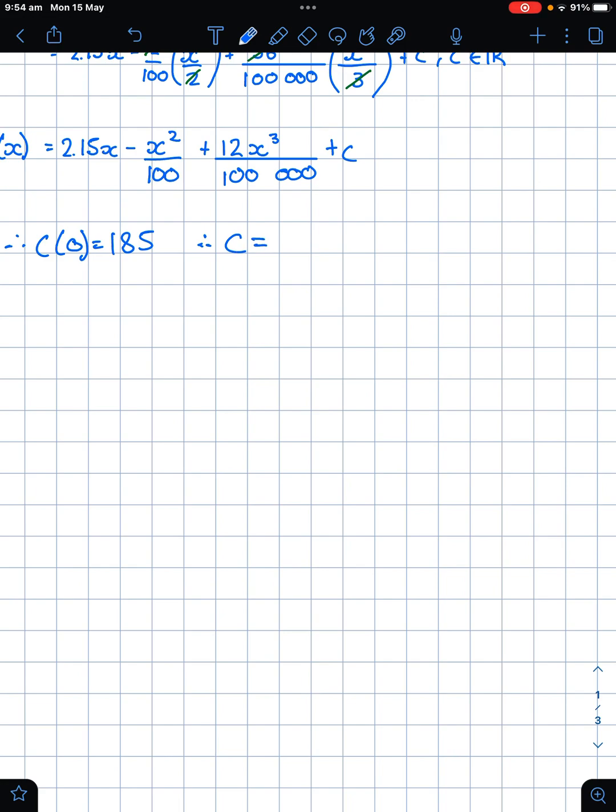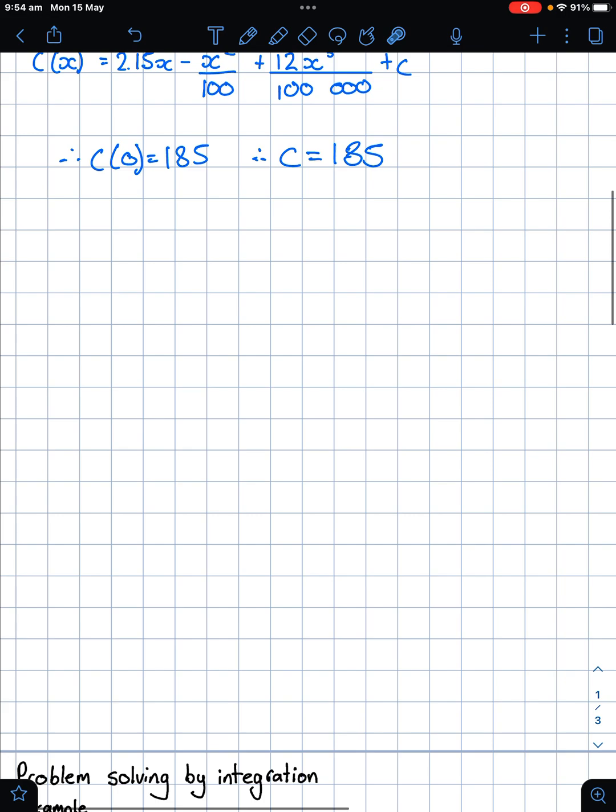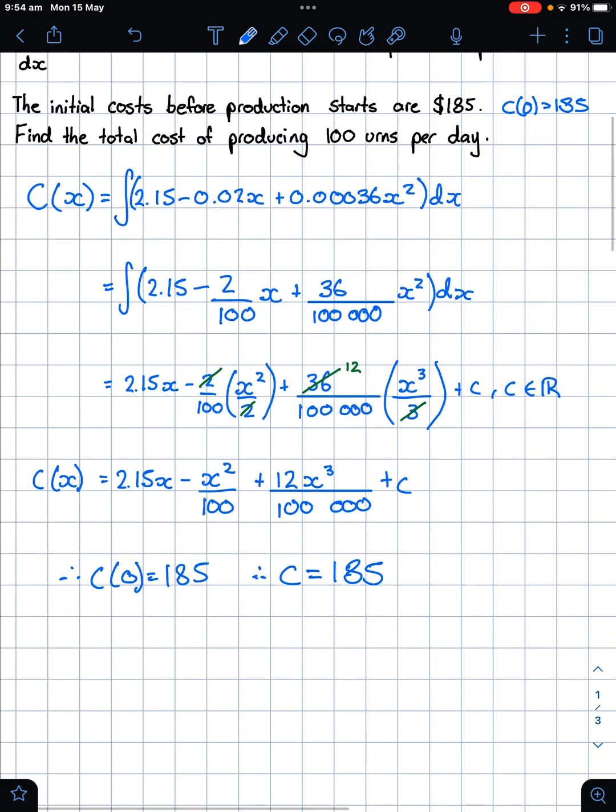Therefore C equals 185. So we've got that purely based on 0 will cancel that, 0 will cancel that, 0 will cancel that. We'll be just left with C. Okay, the next bit there is we've got the final bit of this problem. So we've finally got our function here.